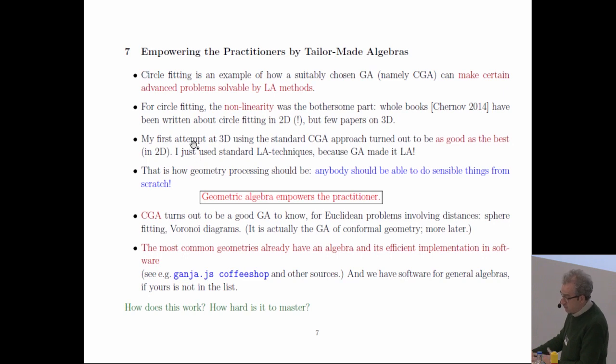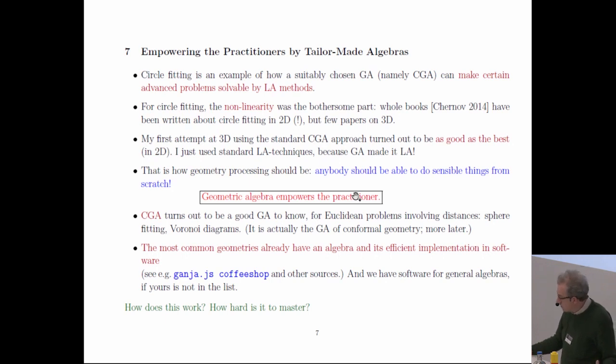And it turns out that my first attempt to do this, no, I wouldn't say that it took just a day, but it certainly took less than a week and didn't take as long as it took this guy to write the book. It was as good as the best solution known in literature, which was only in 2D and mine was in 3D. That's not because I'm extremely smart, or at least that didn't matter here.